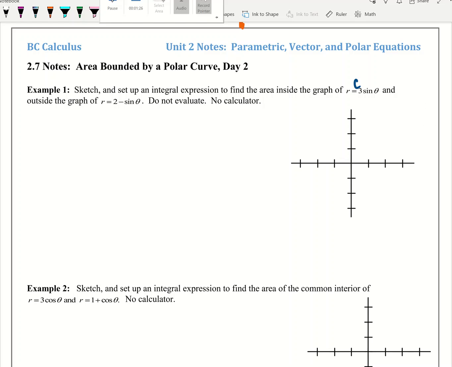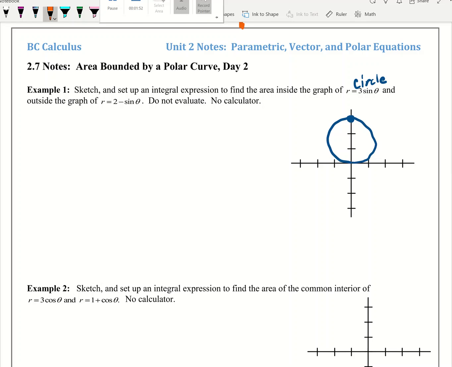So in this situation, we have a circle with a diameter of 3, and it's a sine circle. Therefore, it is lying along the y-axis. Sine would always be along the y-axis. You might notice my circle is not perfect. It doesn't have to be a perfect circle in order for us to get a nice idea about what's happening, and that's really what we're looking for.